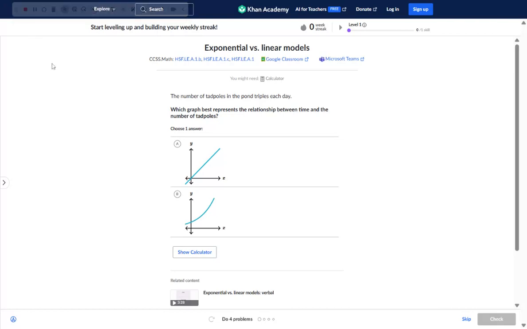All right, we're going to look at our other example for 2.2 homework, Khan Academy, exponential versus linear models. All right, so again, just kind of reiterating, refreshing what's happening.